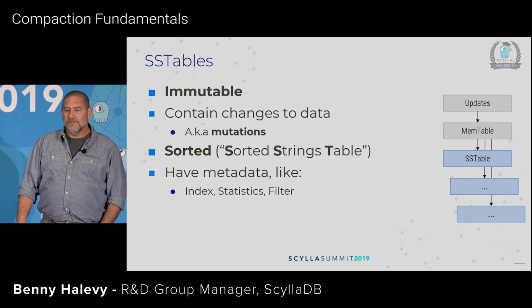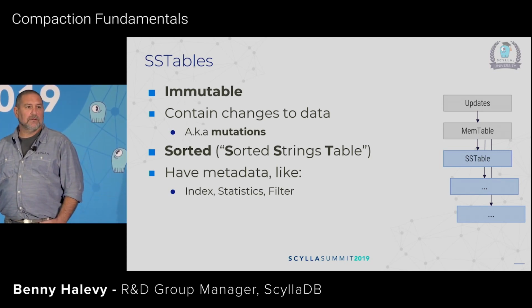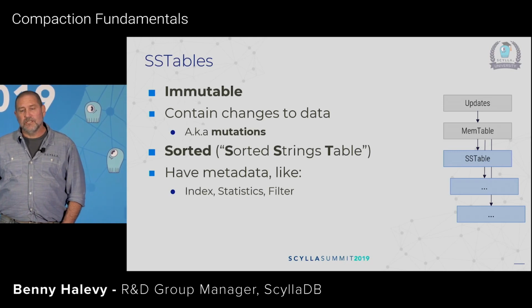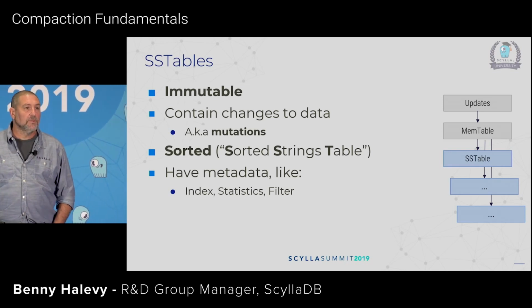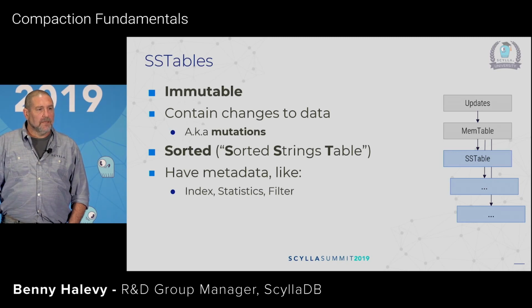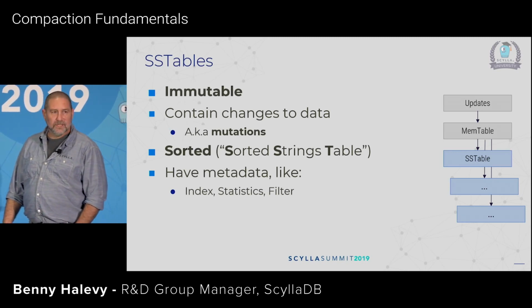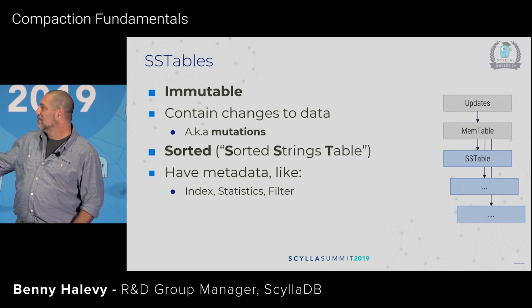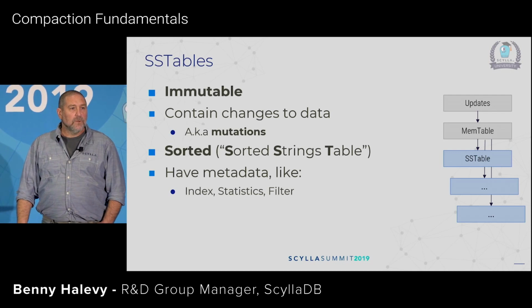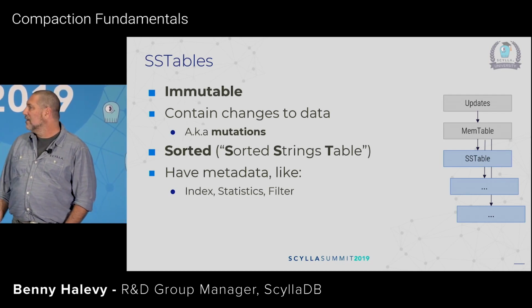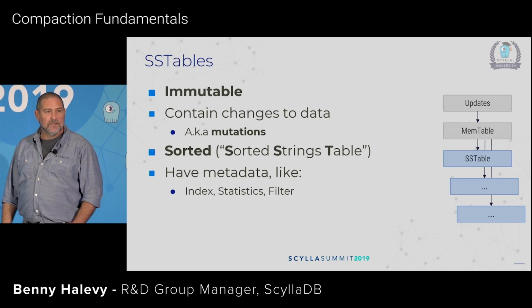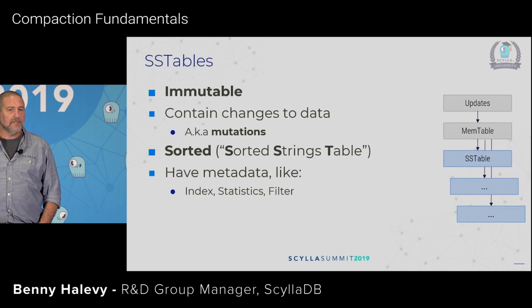The SSTables themselves are immutable, meaning they are written once, and they are never rewritten. They contain the changes to the data that we also call the mutations. Another aspect of SSTables is that they are sorted, and this is where they got their name from, as sorted strings tables. And in addition to the actual data, they have metadata like index, statistics, and filter data that allows us to query the data efficiently.